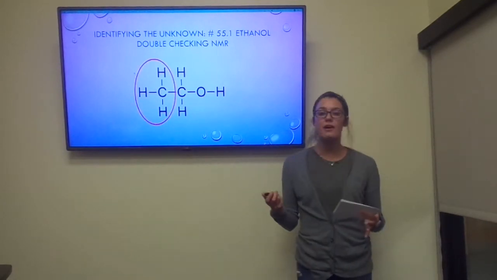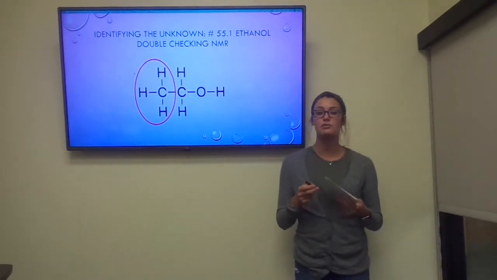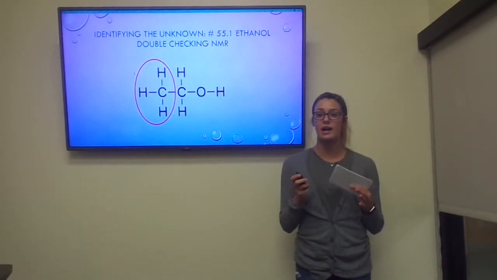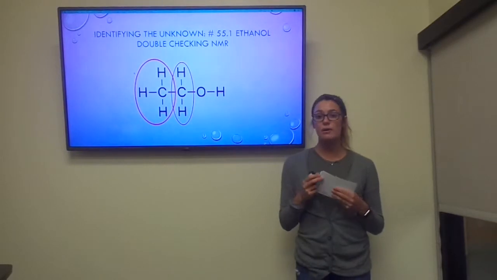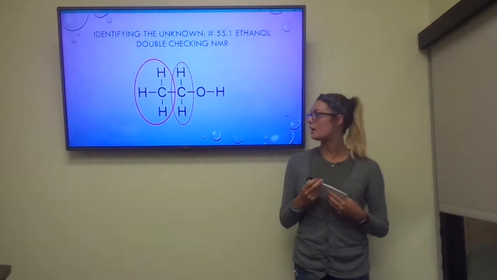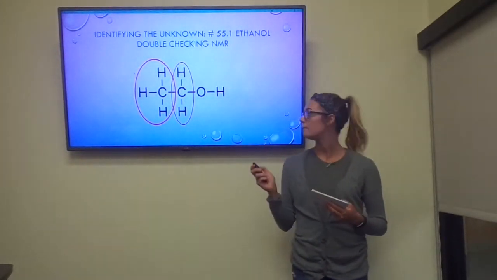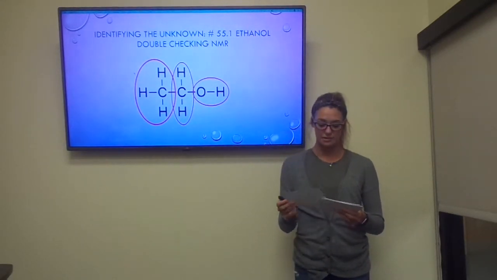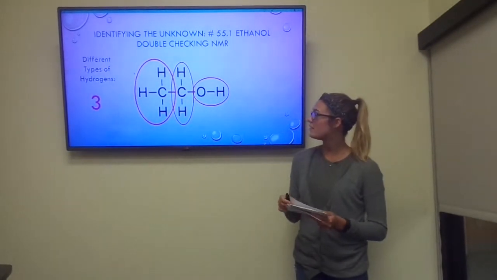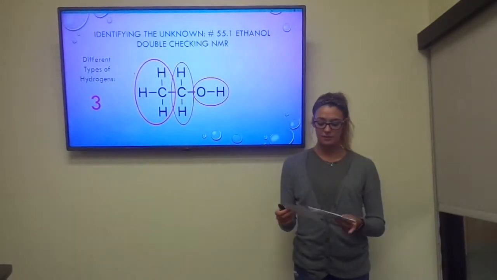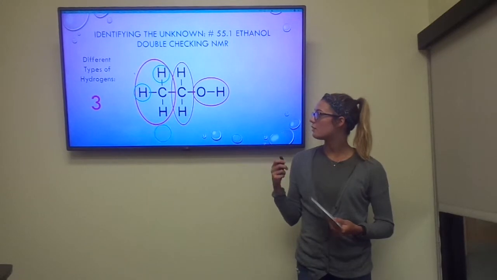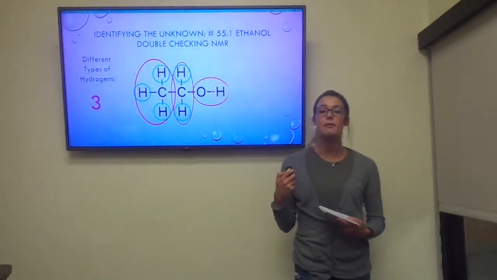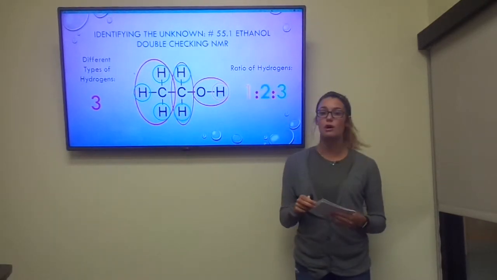So this first group of hydrogens is 3 hydrogens attached to a carbon, which is also attached to another carbon, making them their own group of a different hydrogen. The second group is 2 hydrogens bonded to 1 carbon, which is bonded to a carbon and an OH. This last group is just a simple hydrogen bonded to an O, bonded to a carbon. So this is leaving us with 3 types of hydrogens. Secondly, you can see that there are 3 of the first hydrogen, 2 of the second hydrogen, and 1 of the third hydrogen, leaving us with the ratio 1 to 2 to 3.